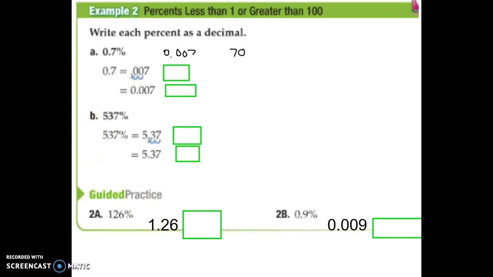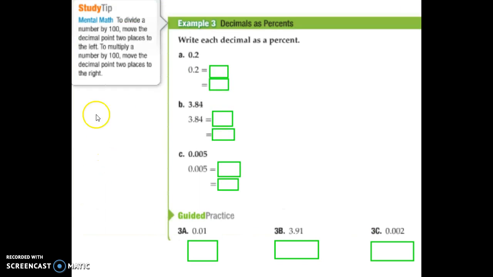Alright, so percent to decimal gets smaller. From decimal to percent, it gets bigger. So now I move it 2 places the other direction. So 0.2, I'd move twice. I got to fill in a 0 right there. So now it's 20, and it would be 20%. So going from decimal to percent, the decimal moves twice and ends up at 20%.